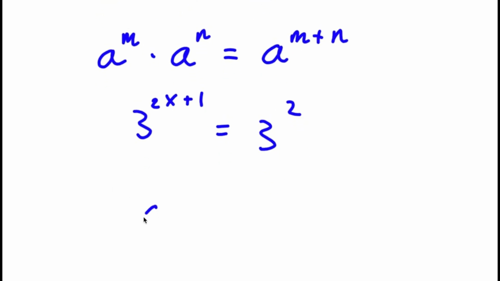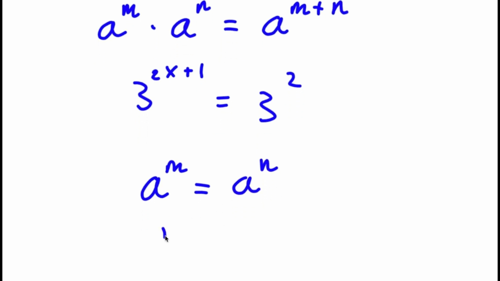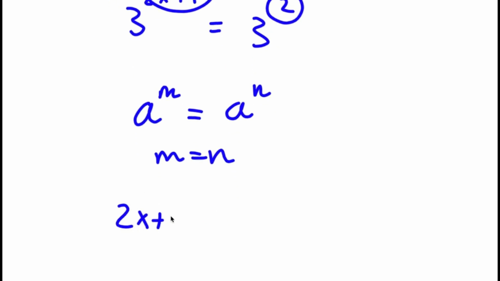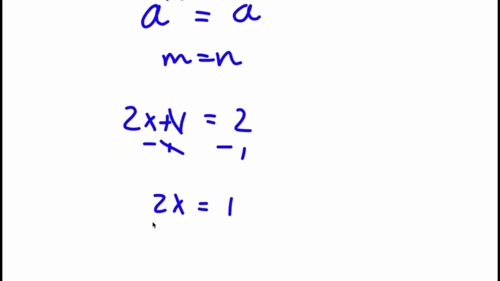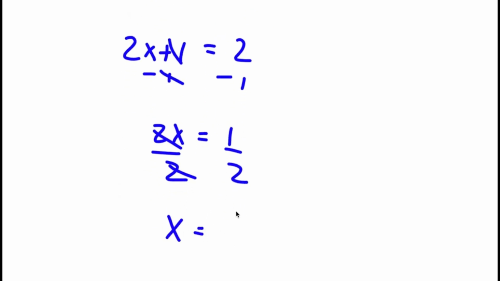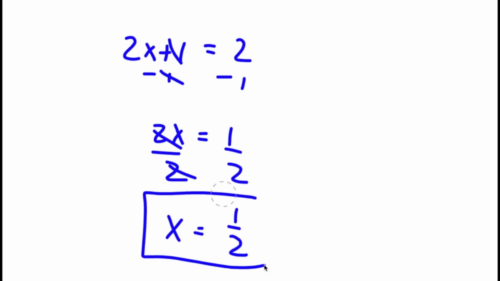Now, if I have something in the form a to the power of m is equal to a to the power of n, then this means that m is equal to n. So in this case, 2x plus 1 is equal to 2. So I have 2x plus 1 is equal to 2. I'm going to first subtract 1 on both sides. So I have 2x is equal to 1. Now I can divide both sides by 2. And I have x is equal to 1/2. So this is my answer.